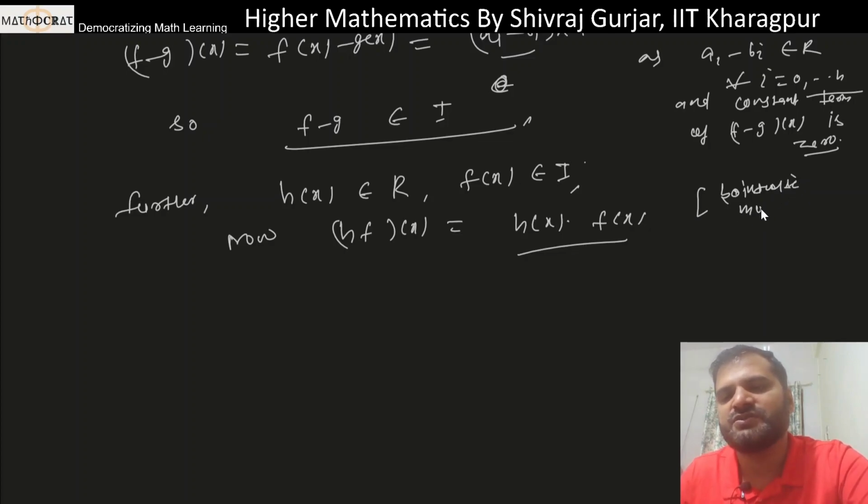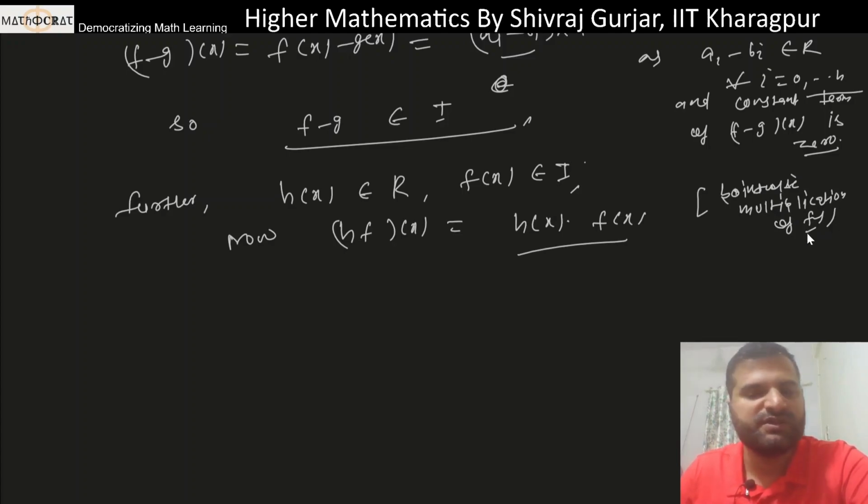Point-wise multiplication of functions. Okay. Polynomials with respect to the operations, polynomial addition and point-wise multiplication of functions, form a ring. So these are the two operations.